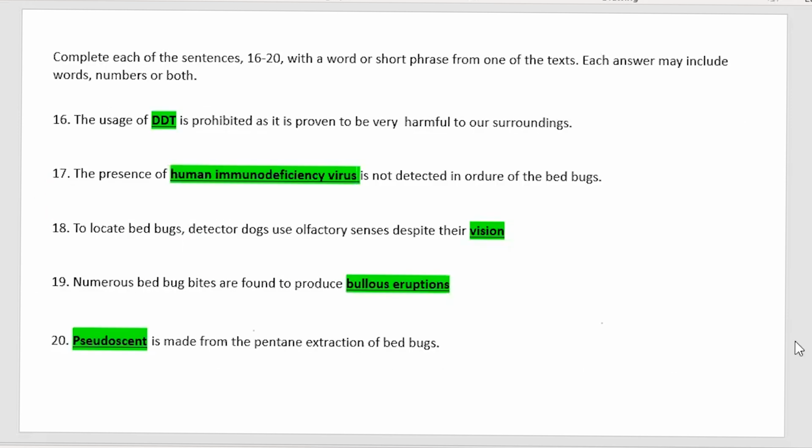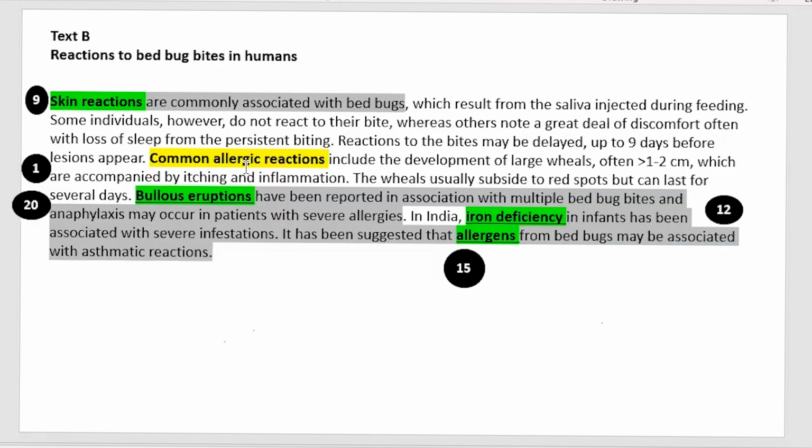Next, let us move to question number 19. Numerous bed bug bites are found to produce dash. So numerous bed bug bites are found to produce what? It can be some reaction. So where can you find the reaction? The reaction is found in text B. Text B, it is clearly mentioned. Bullous eruptions have been reported. Go to text B. Bullous eruptions have been reported in association with multiple bedbug bites.